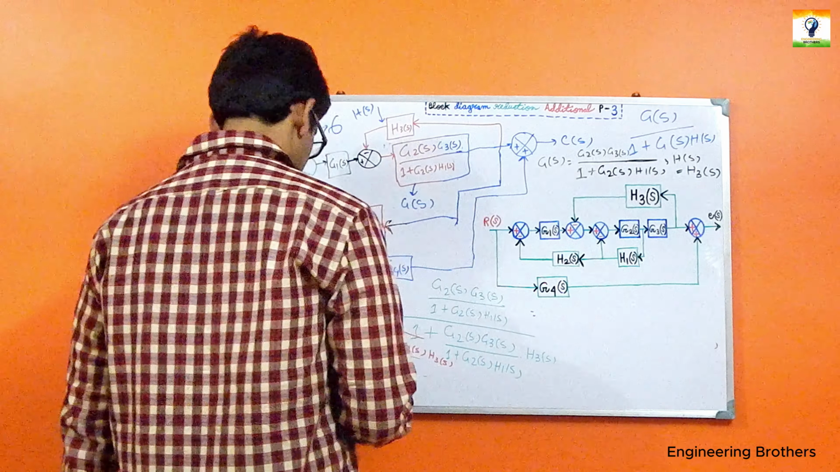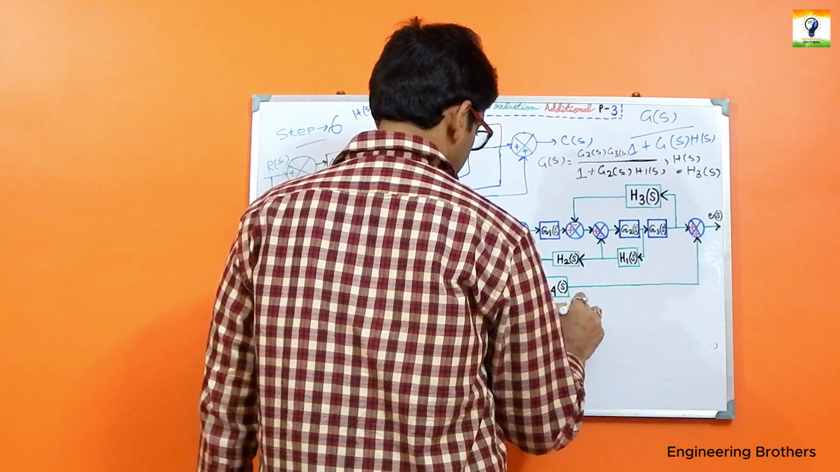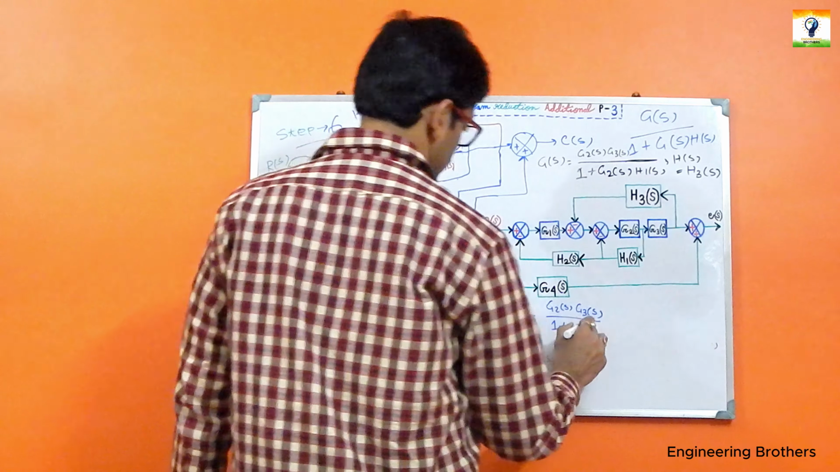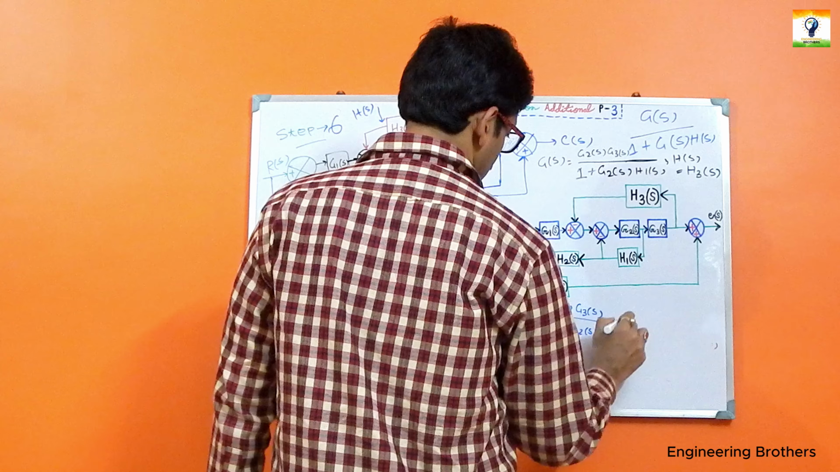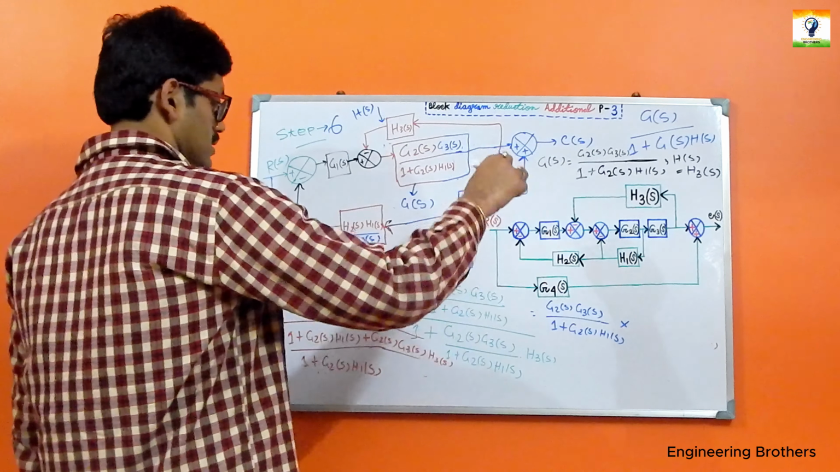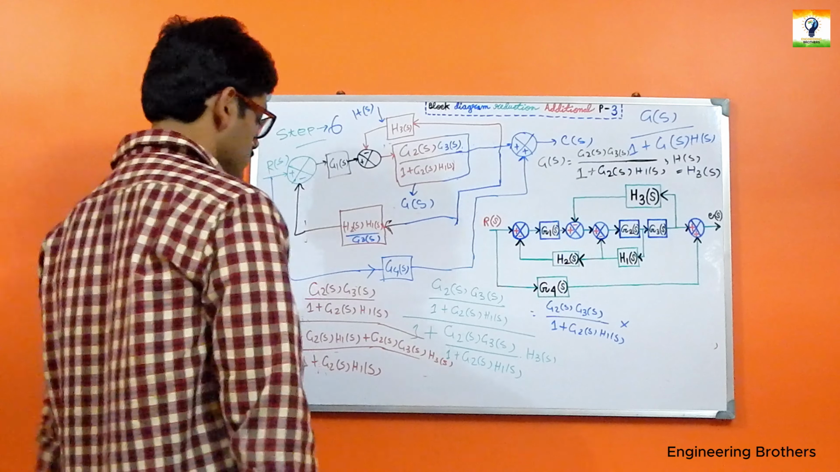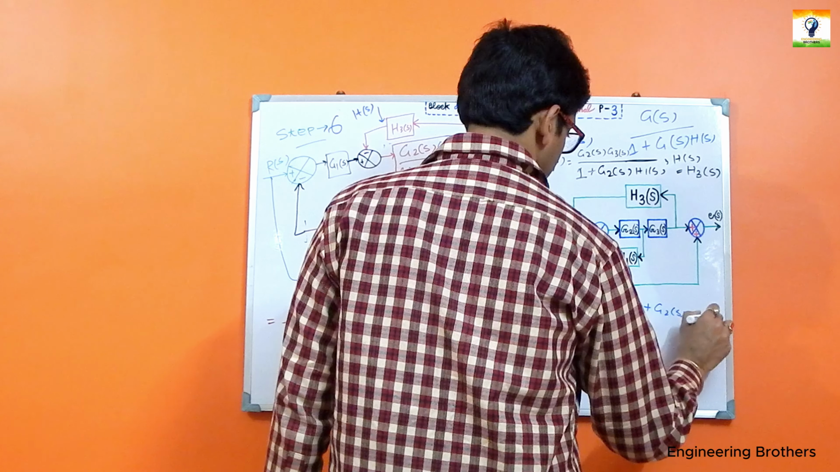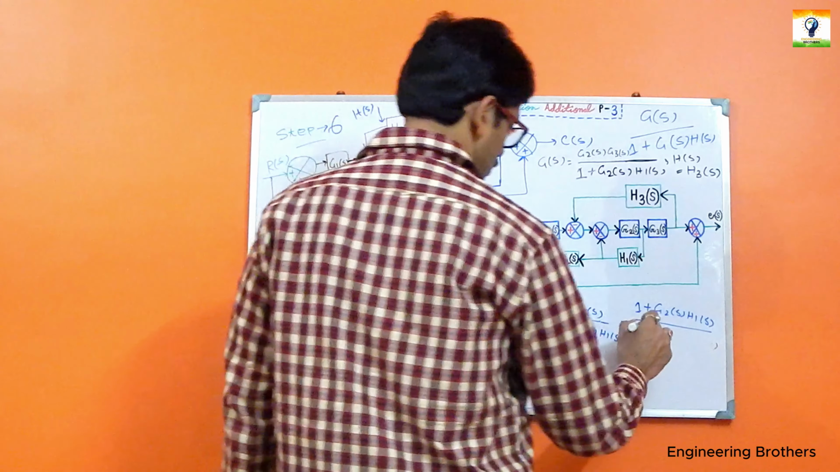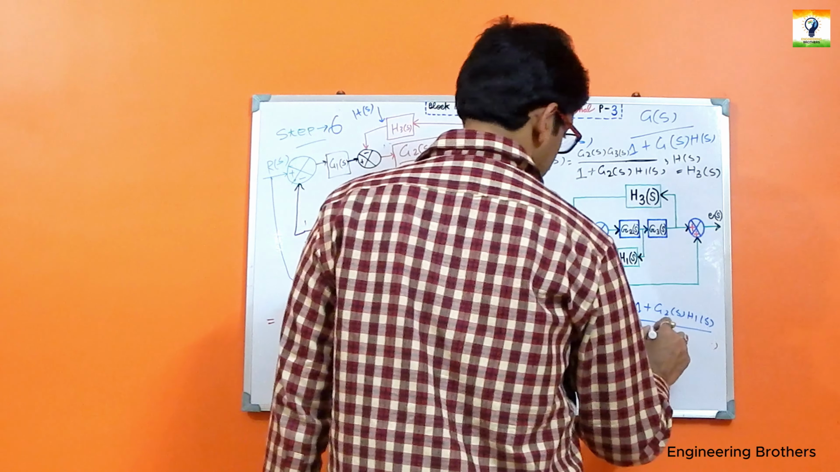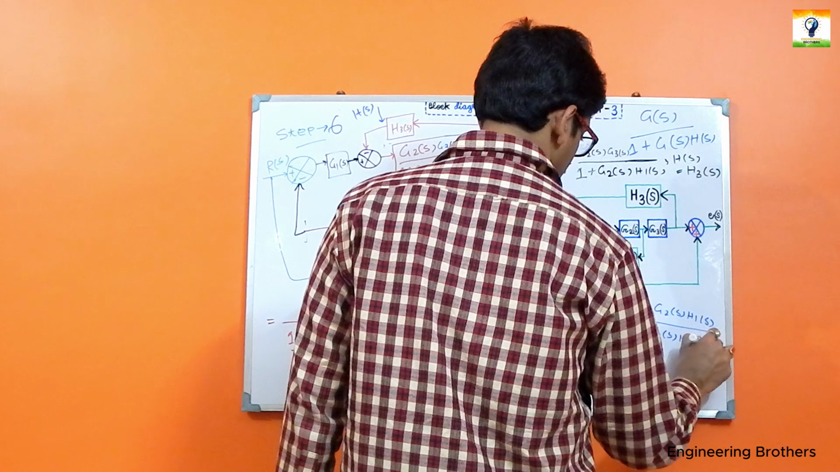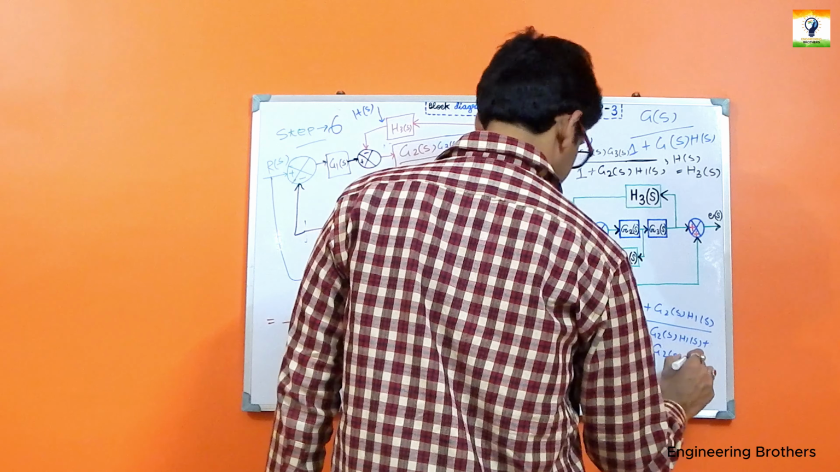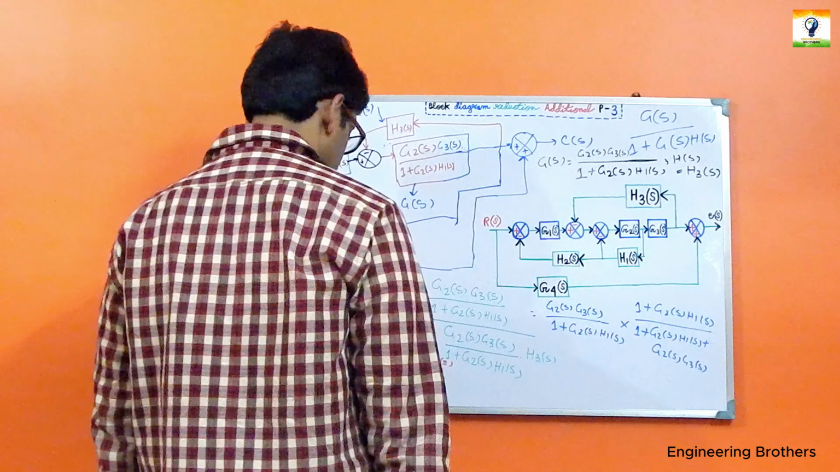The next step will be this will be inverted over here, G2s G3s divided by our 1 plus G2s H1s multiplied with this, which will go in the upper part for our ratio or at our numerator, which is going to be our 1 plus G2s H1s divided by our 1 plus G2s H1s plus G2s G3s H3s.